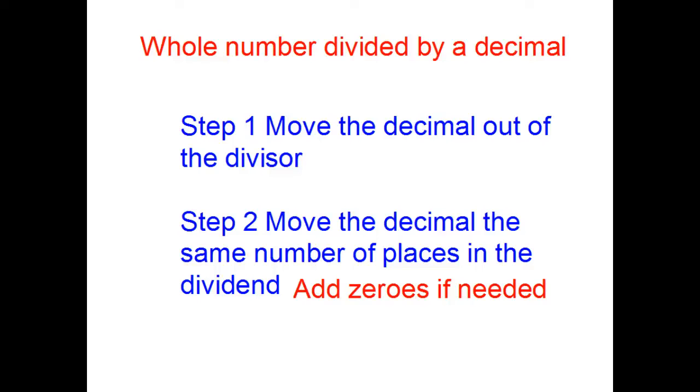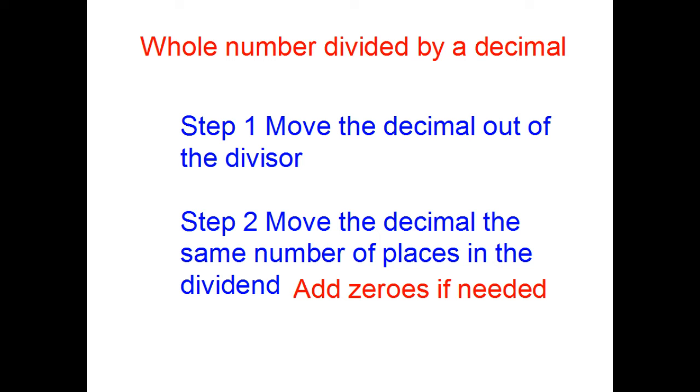Today I'm going to be showing you how to take a whole number and divide it by a decimal. A couple of steps to remember. First off, it's against the rules to have a decimal in your divisor, and that's the number you're dividing by. So we're going to have to move the decimal out of there first.